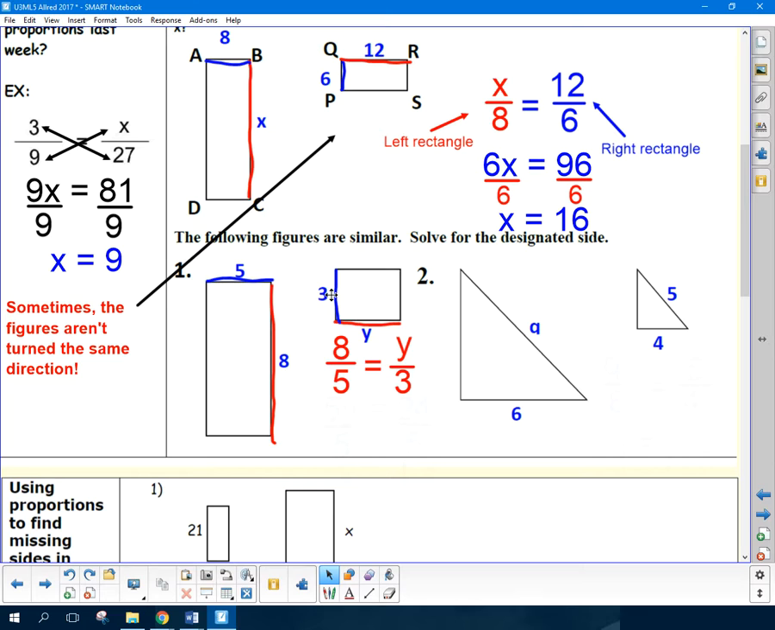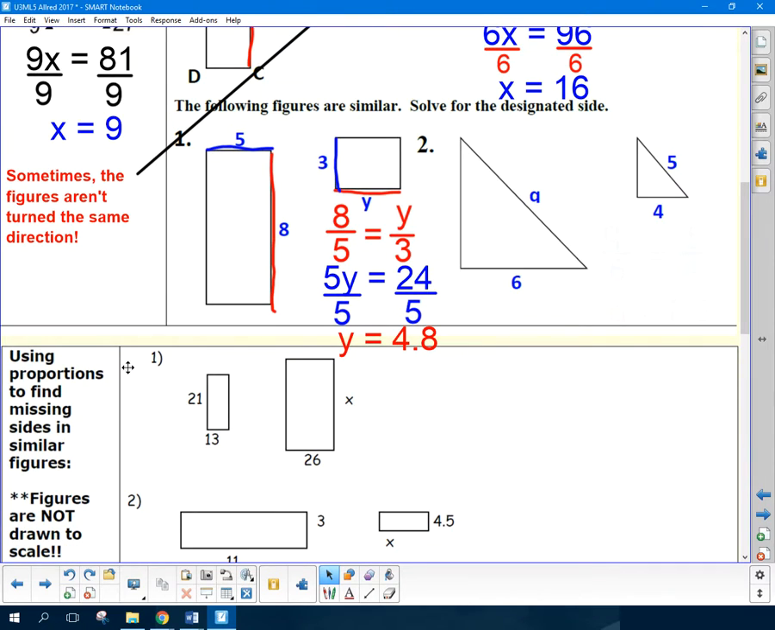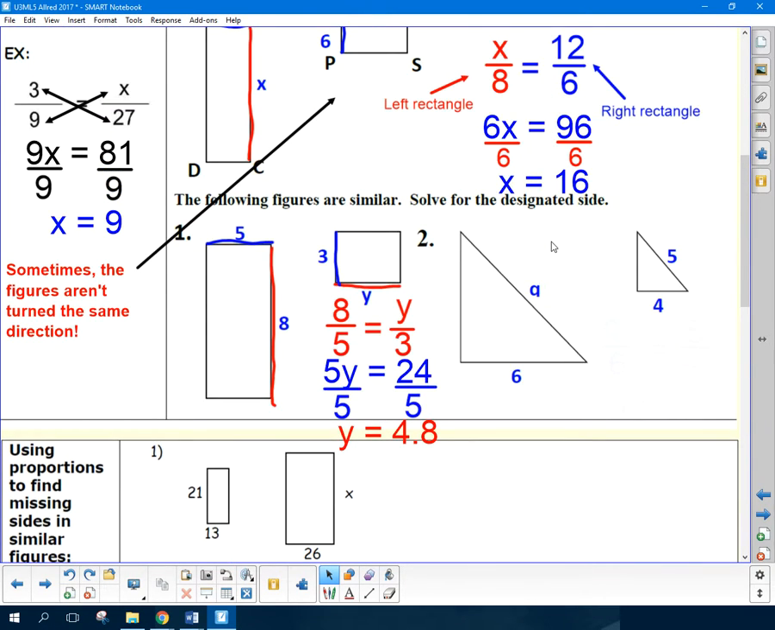I'm going to keep my corresponding sides lined up, and then I'm going to cross multiply. 5 times y is 5y, 8 times 3 is 24. When you divide both sides by 5, like we have been doing for a while, you get 4.8 for that one. The last thing I'm going to show you for this second example is how to set it up, and then I'm going to ask you to solve it. And then I'm going to ask you to do number 1 on this next part on your own.